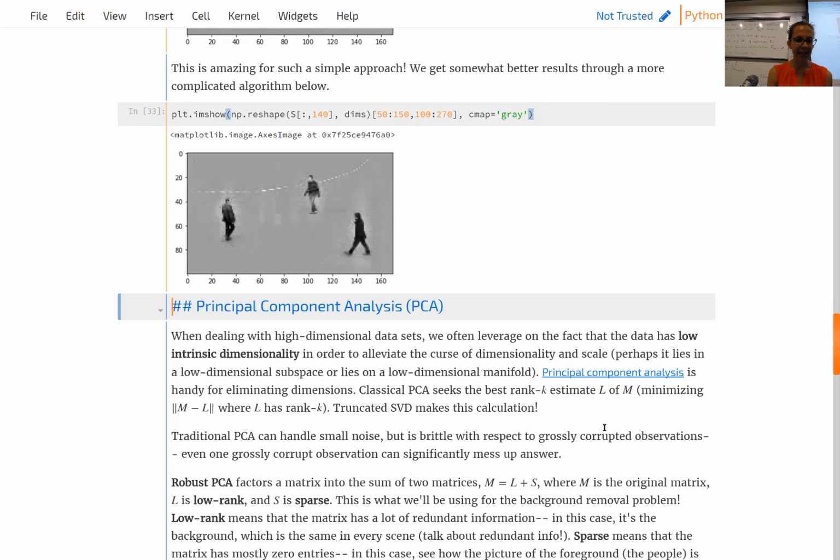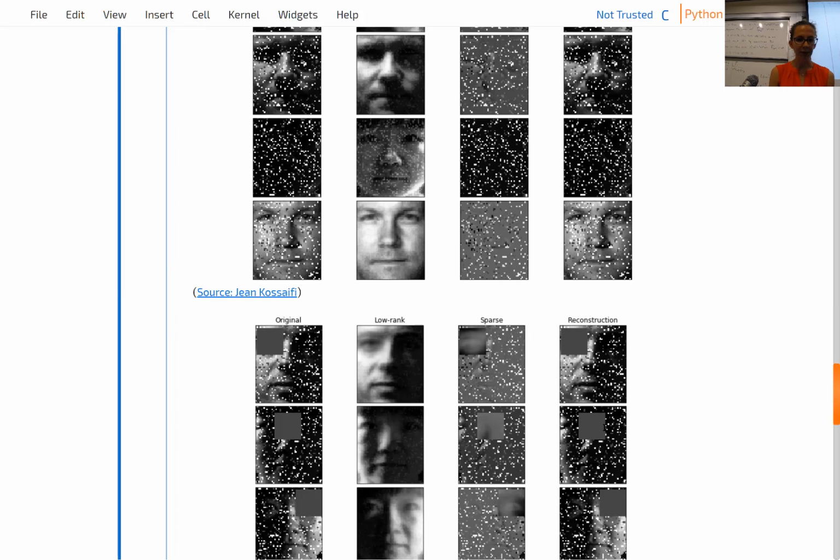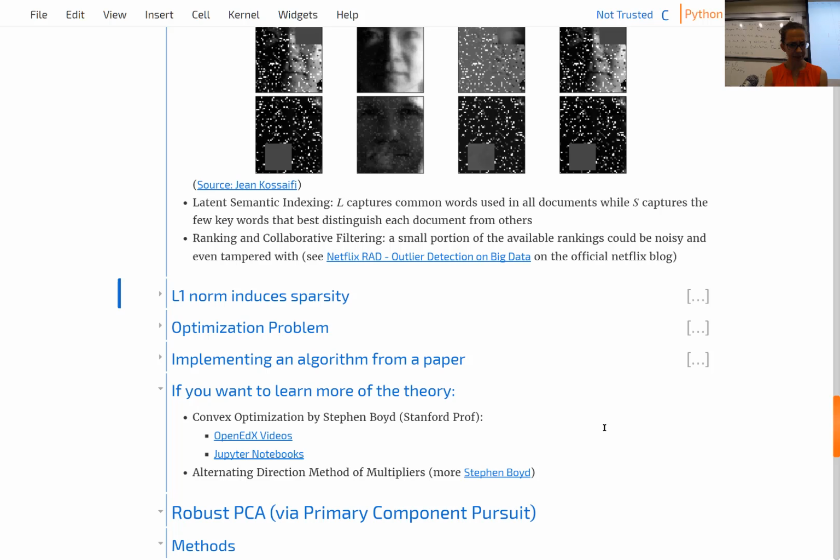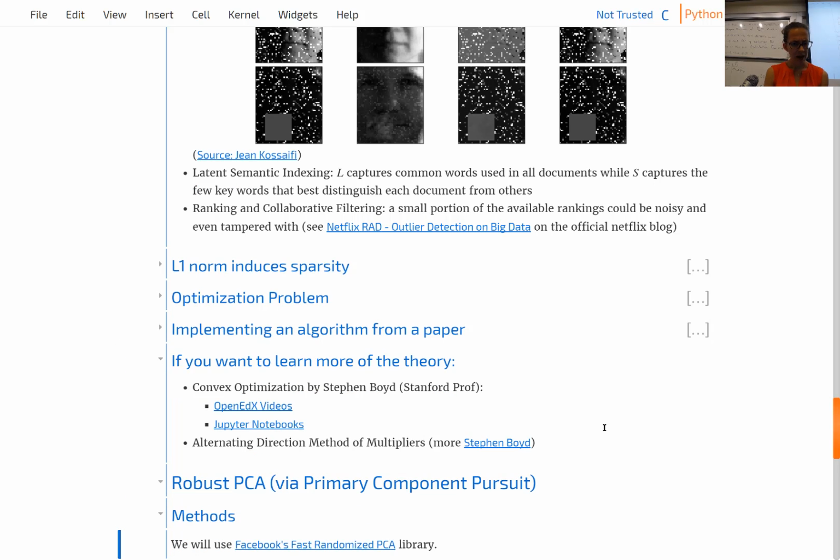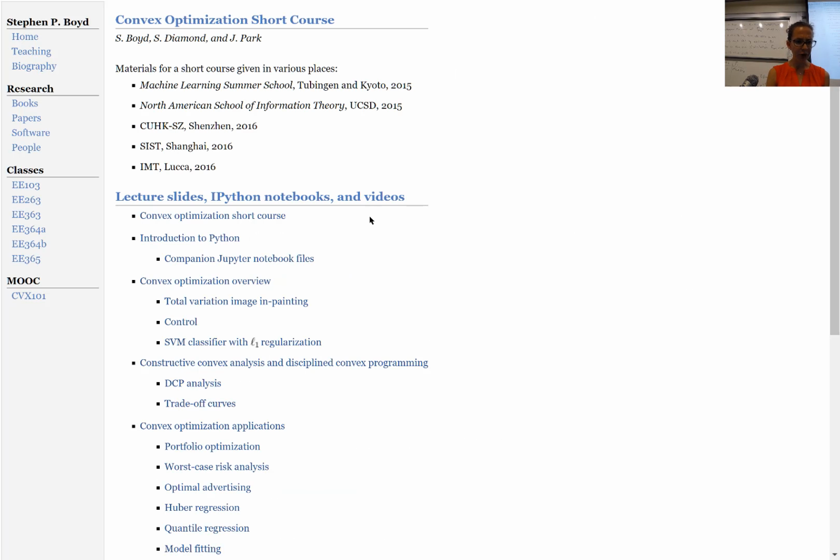Then we introduced the idea of robust PCA. We saw the faces. And I'll just show this again. If you are really interested in optimization, these are Jupyter notebooks from Stephen Boyd, who's at Stanford, who has a convex optimization short course, which looks really interesting.